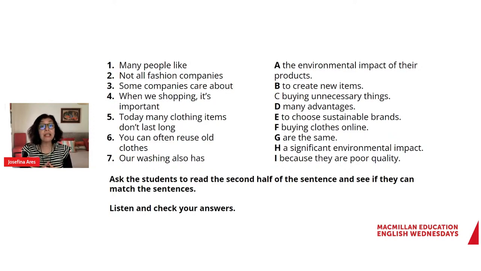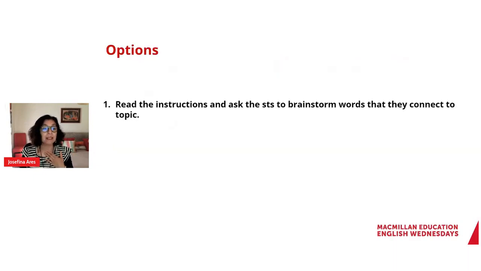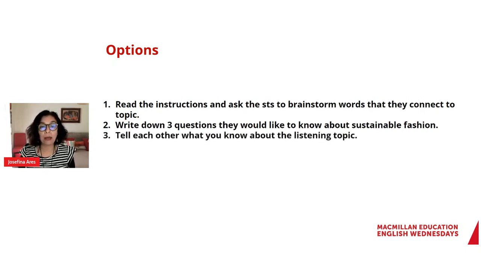So it makes it so much easier. What we need to train them to do with this type of exercise is think about what comes after the beginning, think about the sentences, match them, and then just listen to check. And they've got, remember, 2 listenings in order to check. So what are your options with this type of exercise? Read the instructions and ask the students to brainstorm words that they connect to the topic. So they're already starting to get their head going on what they know about that topic. 2, write down 3 questions they would like to know about sustainable fashion. 3, tell each other what they know about the listening topic. So these were the pre-listening exercises.